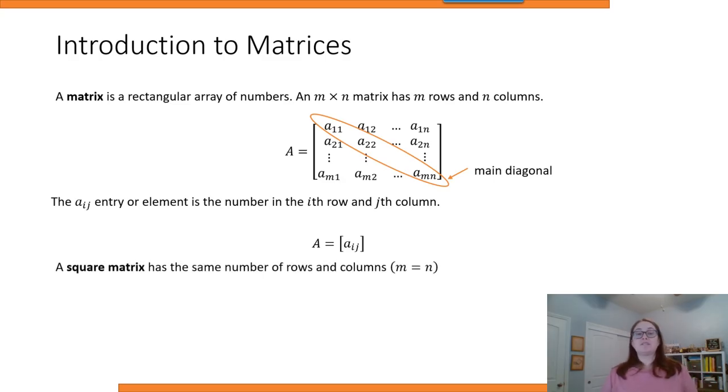A square matrix is one where the rows and columns are the same, so M is equal to N. An example of a square matrix: here I have a matrix with 3 rows and 3 columns, so it's a 3 by 3 matrix, and it's square since those two values match.